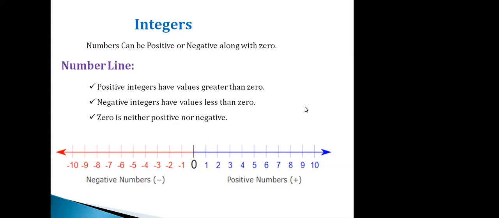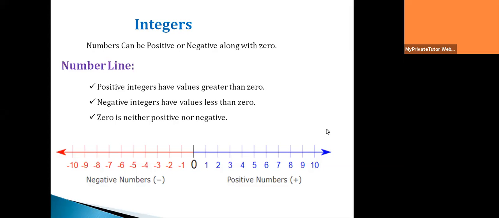Okay, great. Integers are a part of rational numbers. Integers can be negative, positive, and zero. The positive integers are always greater than zero. The negative integers are less than zero, and it goes down to negative infinity. And zero is also an integer. Zero is neither positive nor negative.